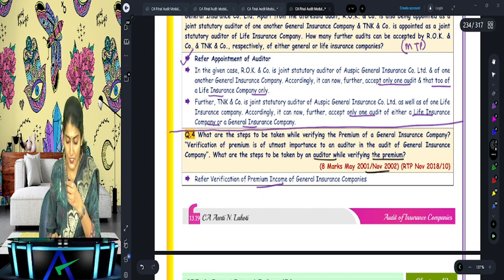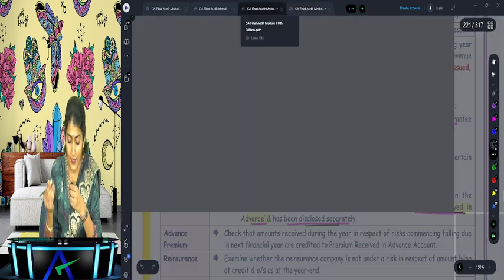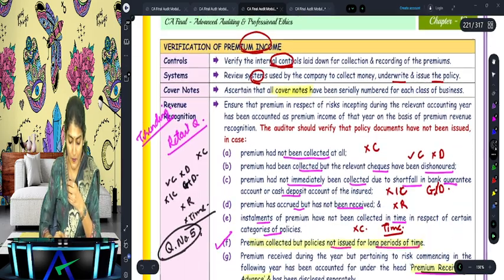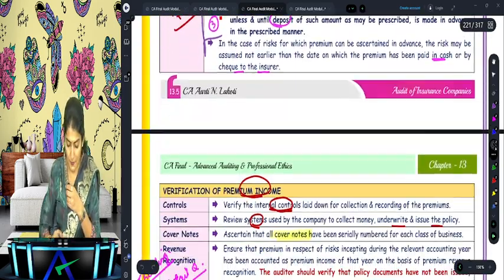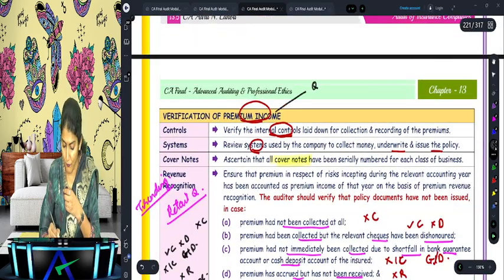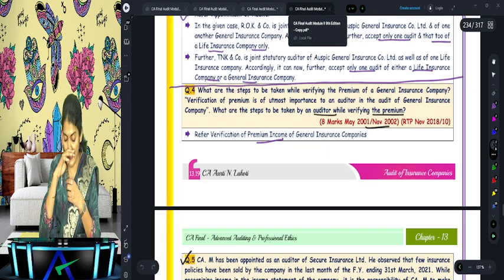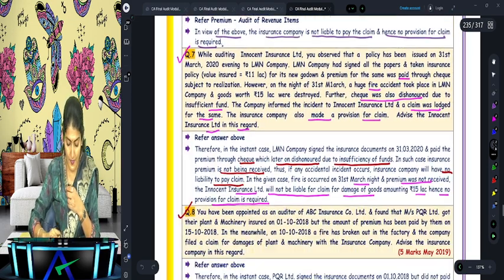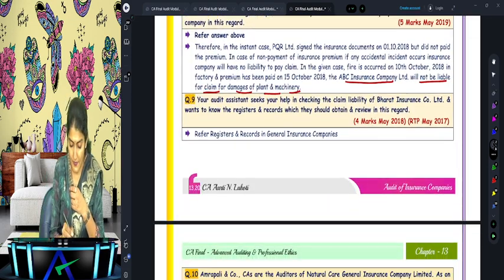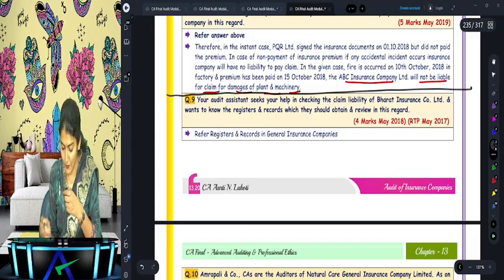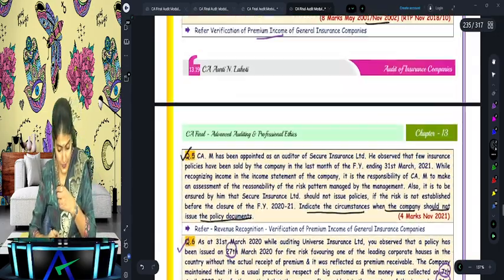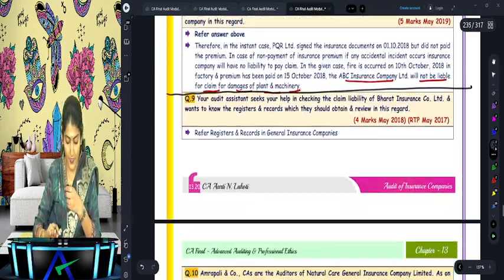Again, a question asked 2 times in your exams regarding the verification of the premium income. That is question number 4, regarding the verification of the premium income. And then have we seen question number 5, 6, 7, 8 also? Yes, so question number 4 to 8 is regarding the premium.